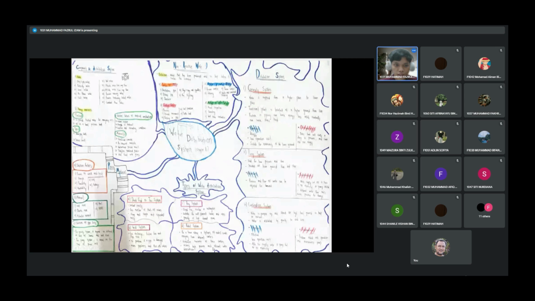Okay. Chapter 4 is called the water distribution system. In this chapter, there are 4 subtopics. The first one is the distribution system. The distribution system is divided into three systems, which are the gravity system, pumping system, and the combined system, or combination of gravity and pump system.